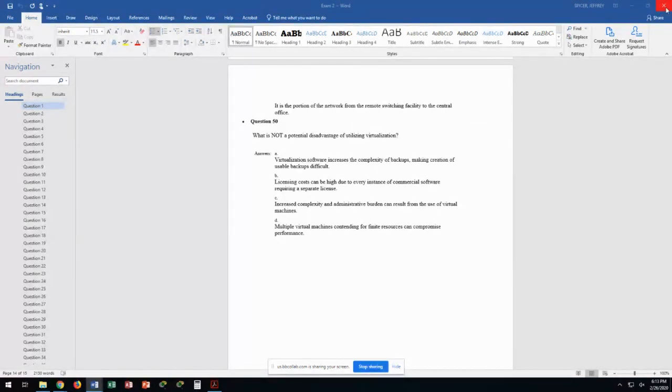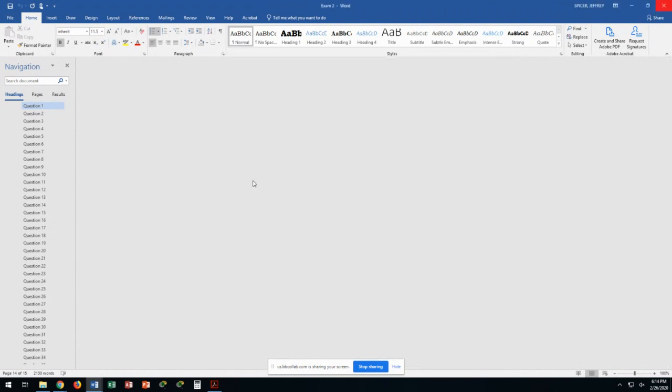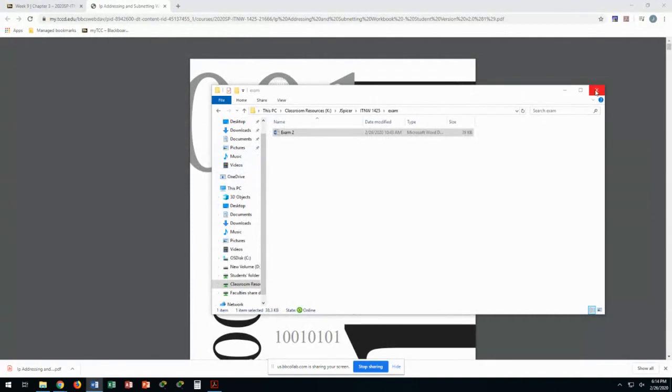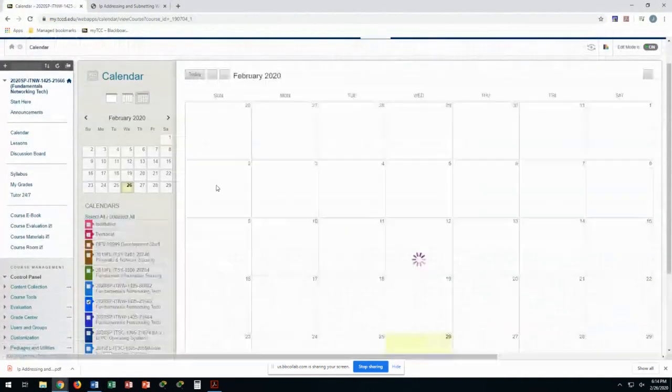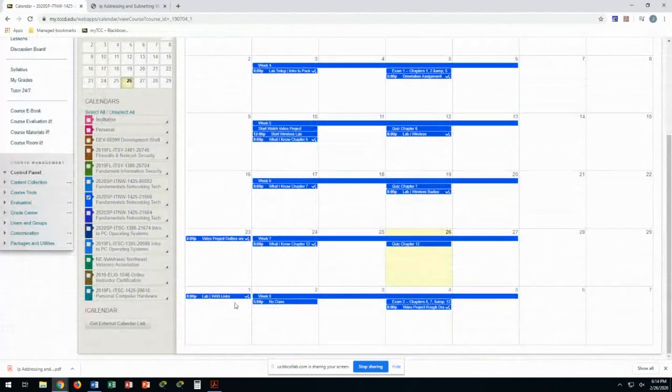The sign-in sheet did go around today. It's up here in front. You can get it here. Make sure you sign in. The rest of the time is for the labs. So make sure you've got the labs, the WAN links. Lab WAN links is due Sunday.